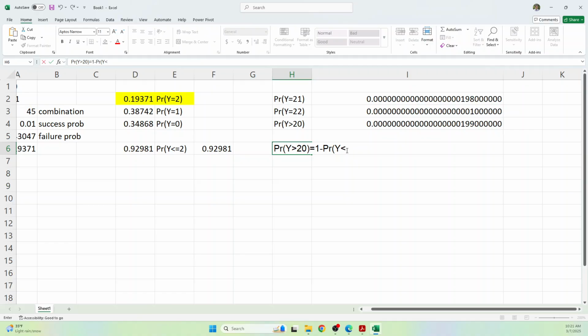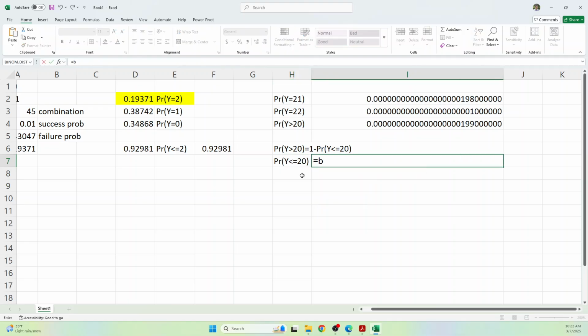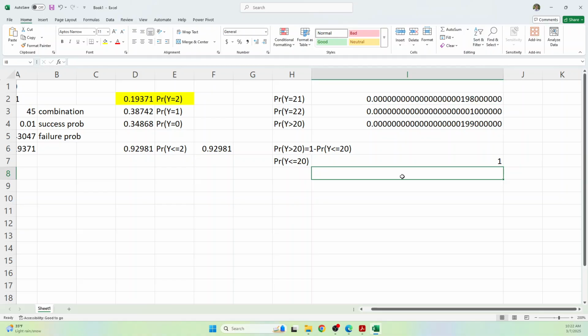that the probability y greater than 20 is 1 minus the probability y is smaller than or equal to 20, right? The reason I'm transforming the probability to this side is that the probability y is smaller than or equal to 20 can be calculated by the cumulative probability, binomial distribution, 20 out of 22 with probability 0.1, and put true here. Then you will get a probability which is very close to 1, of course.